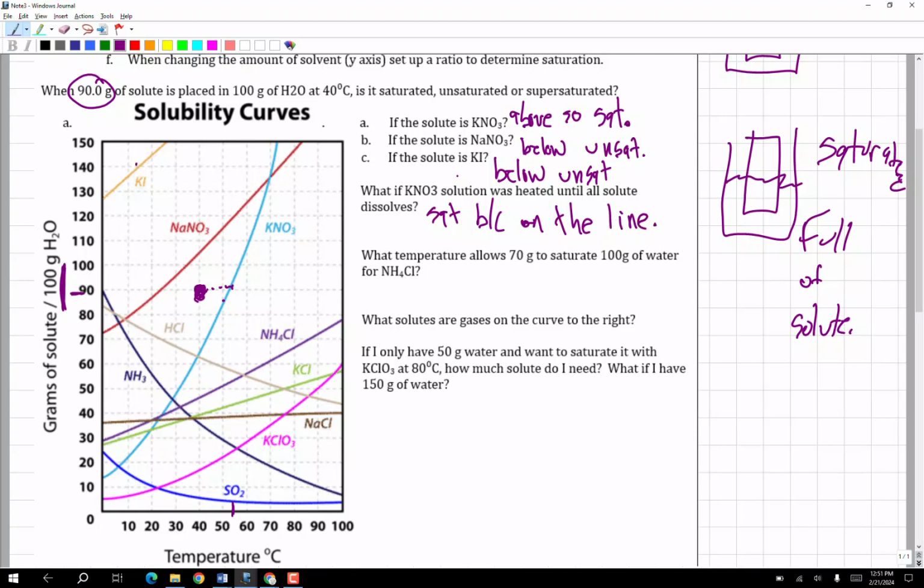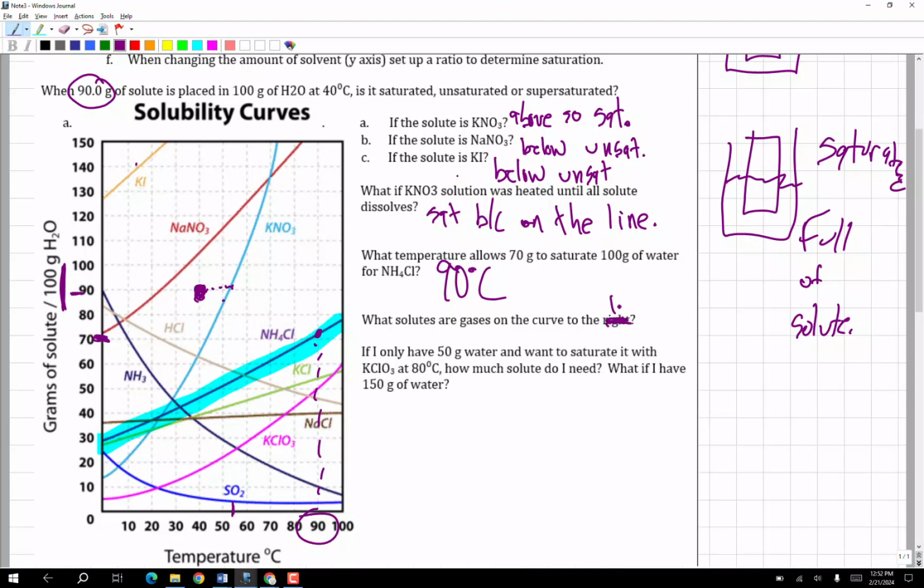What temperature allows 70 grams of NH4Cl to saturate 100 grams of water? Here's NH4Cl. Here's 70 grams. Bump. So that is 90 degrees Celsius.